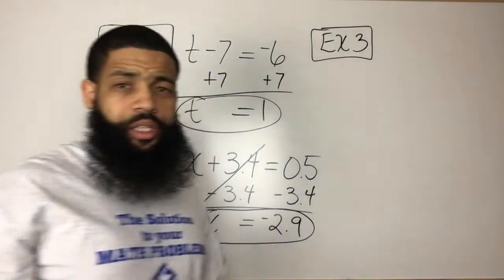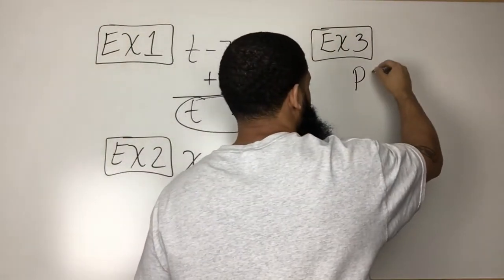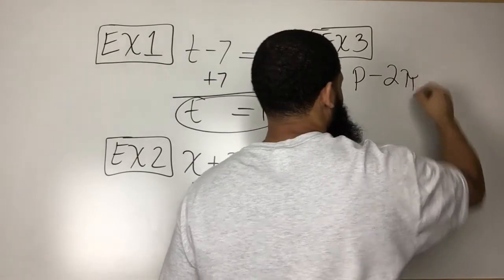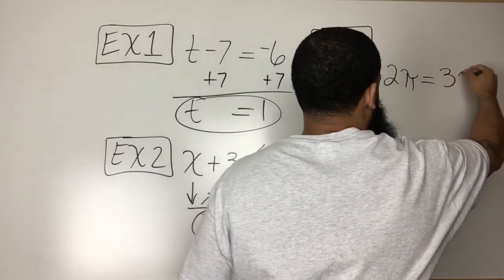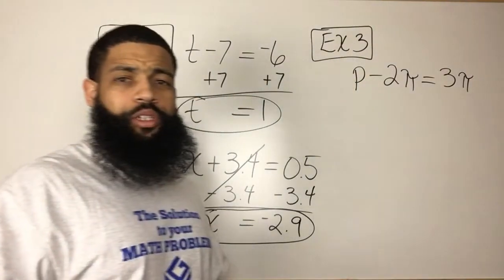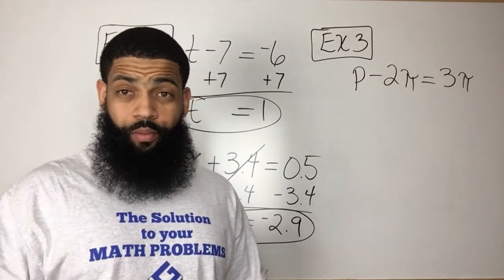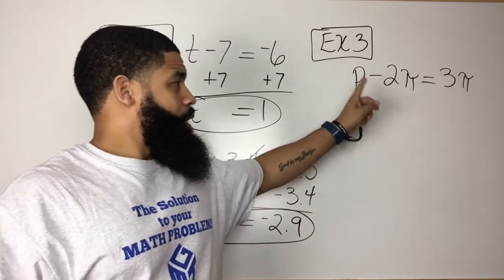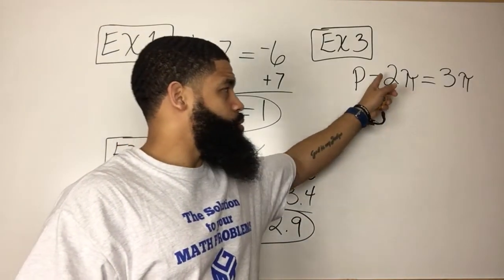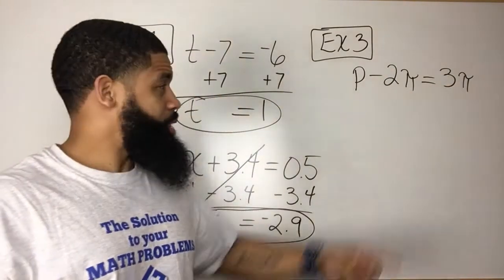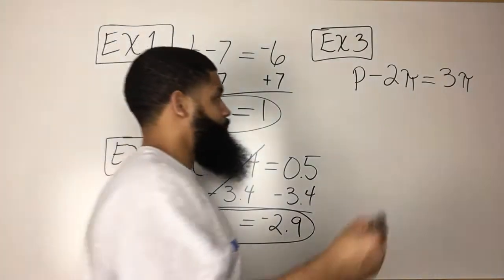All right. In this example, we're going to take p minus 2 pi, and it is equal to 3 pi. Now, I wanted to use this example because pi actually represents a value. So in actuality, we're solving for p, all right? And in order to solve for p, we need to move this pi term to the opposite side. So the opposite of subtracting 2 pi is adding 2 pi, all right?